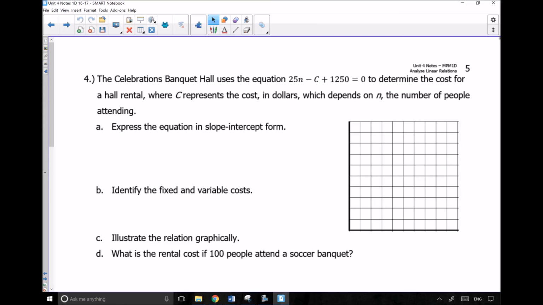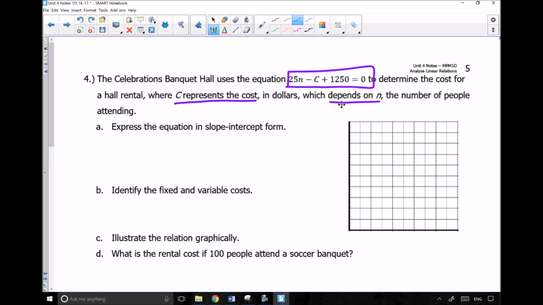Right, so let's take a look at question number 4. It says the celebrations banquet hall uses the equation 25n minus c plus 1250 equals 0. So if you notice right here, we have our standard form. So this equation right here is in standard form. To determine the cost for a rental hall where C represents the cost, so that's important, we'll underline that, which depends on N, the number of people attending. So this word right here is so key, depends, right?